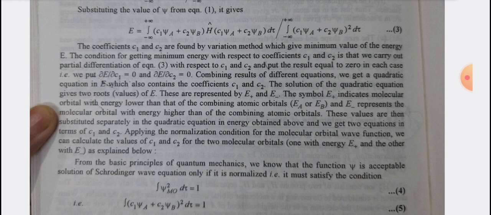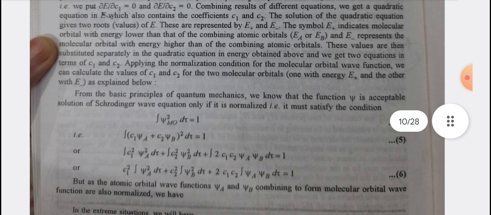From the basic principle of quantum mechanics, we know that the function psi is an acceptable solution of the Schrödinger wave equation only if it is normalized, that is, it must satisfy the condition integral of psi square d tau equals 1. So the integral of (C1 psi A plus C2 psi B) whole square d tau equals 1, that is C1 square integral psi A square d tau plus C2 square integral psi B square d tau plus 2 C1 C2 integral psi A psi B d tau equals 1.